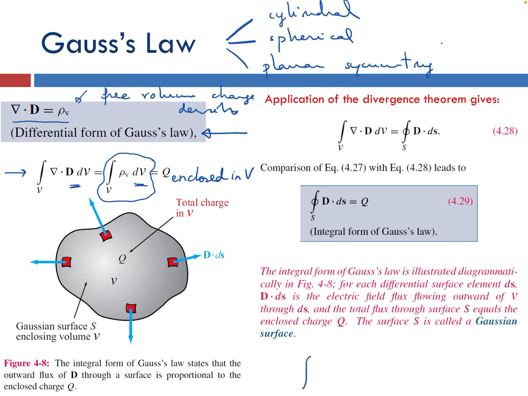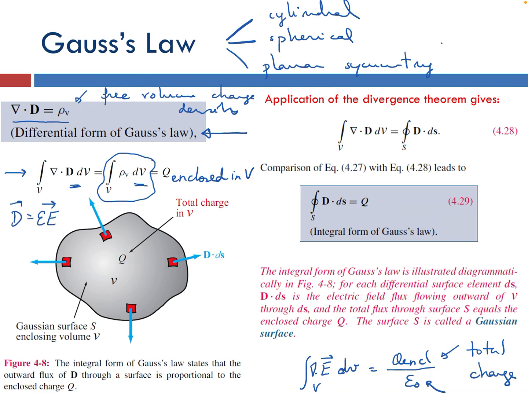And we can also write this in terms of E. The divergence of the electric field E, the volume integral, is equal to the charge enclosed divided by epsilon 0, and here this is the total charge. If we are talking about E, it has the permittivity constant. For D, because D is epsilon E, the divergence of D is just given by the free volume charge density.